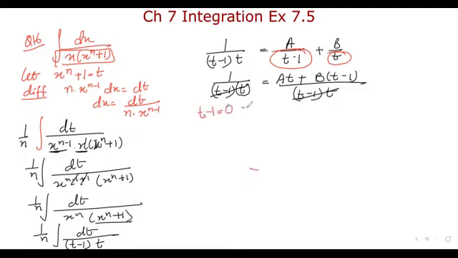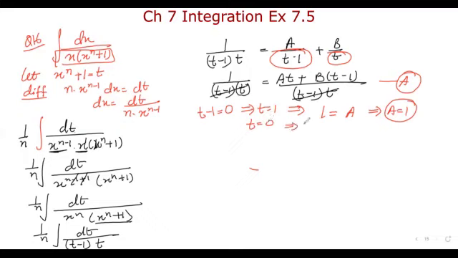So when t minus 1 is equals to 0, it gives t as 1. So if I am putting t as 1 in equation number A, here it is 1, this is A, and so the value of A comes out to be 1. If I put t as 0, this side it is 1, A into 0 is 0, B into 0 minus 1 is minus 1. So the value of B comes out to be minus 1.